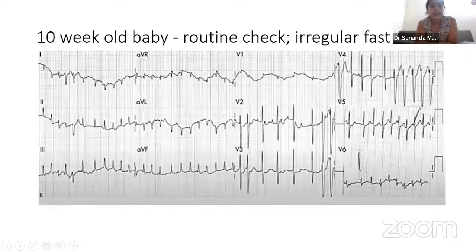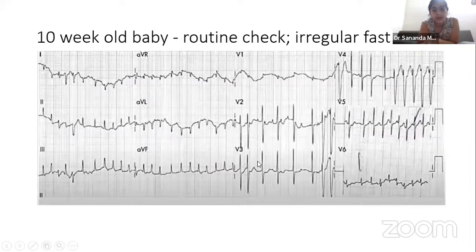Then there is this 10-week-old baby who has come for a vaccination and routine check, and on examination has a very irregular and fast heart rate. And this is the ECG, which looks very chaotic. If you look at the RR intervals, somewhere here the heart rate looks like it is around 200. But if you look at this side, this is 130 to 150. So a pretty irregular heart rate.